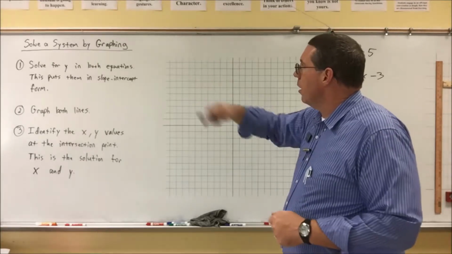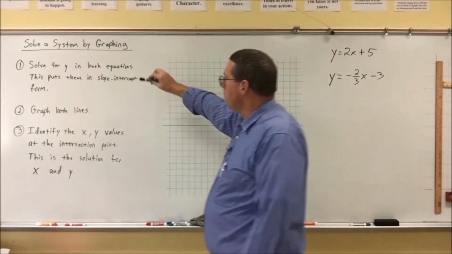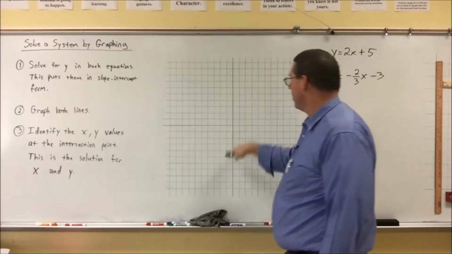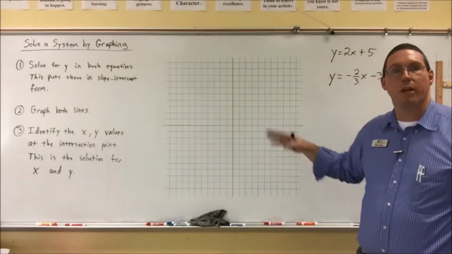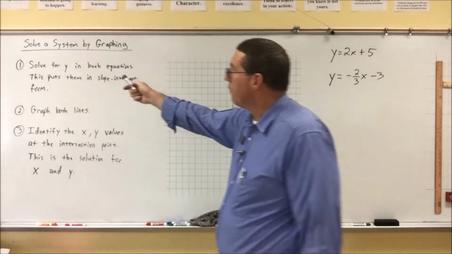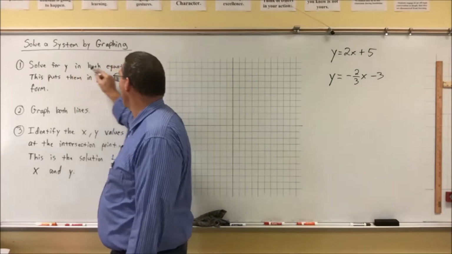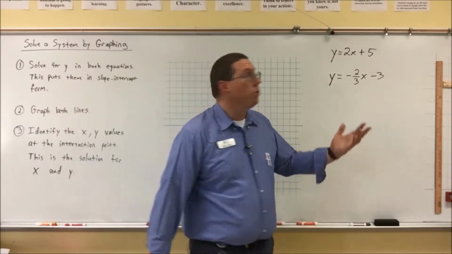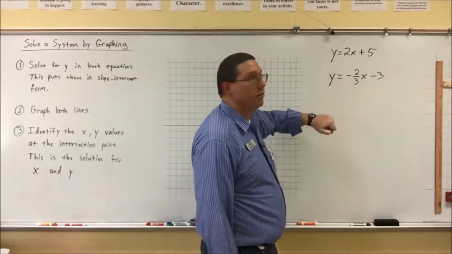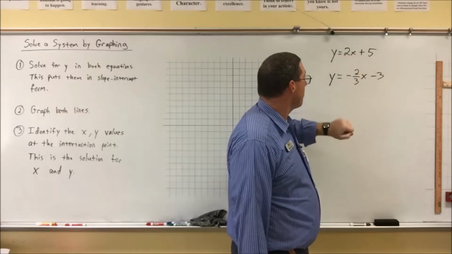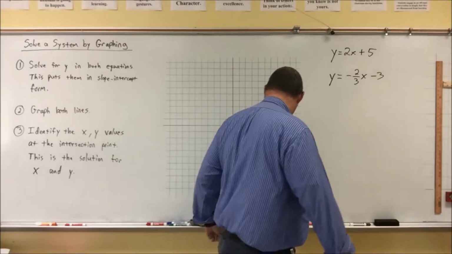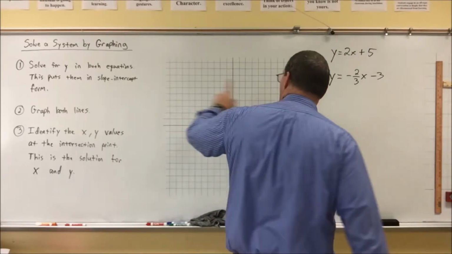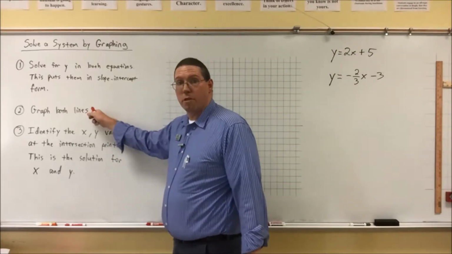So here's the procedure, and we're going to go through the procedure to solve this system of equations. As you can see here, I have a coordinate plane, so we can graph both lines here. Step one is solve for y in both equations. This puts them into slope-intercept form. Well, you can see that our system is already solved for y. This is already in slope-intercept form, and this is also in slope-intercept form. So step two is graph both lines.